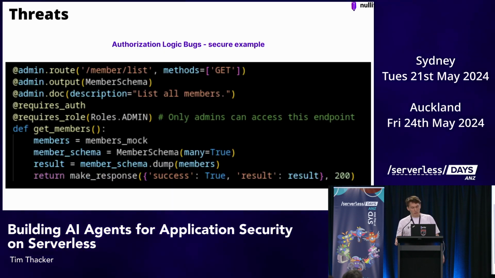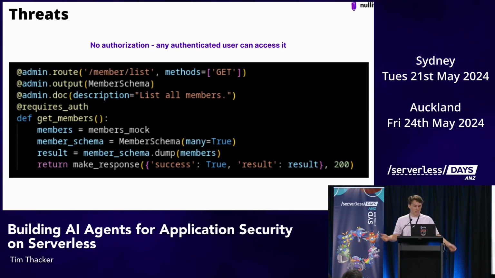Another category of vulnerabilities is authorization logic bugs, which are a bit harder to detect with traditional tooling. This is a secure example where we've got the requires auth and the requires role admin on this endpoint. So it's only authenticated admin users who can access it. But what if we accidentally forget to put the admin role check on this endpoint?